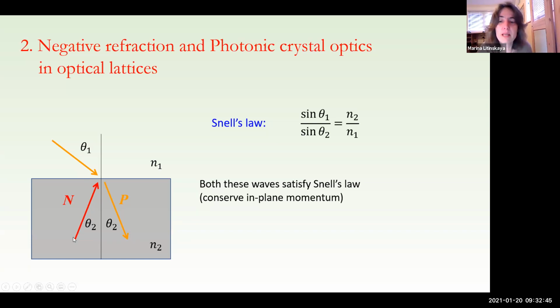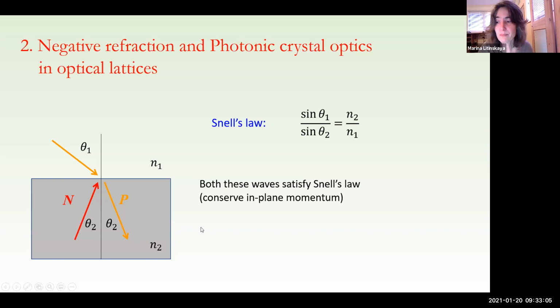Well, because it looks like it doesn't conserve energy, right? So it looks like this, it doesn't satisfy boundary conditions. It looks like this wave carries the energy from infinity to the interface. So we just disregard this solution.